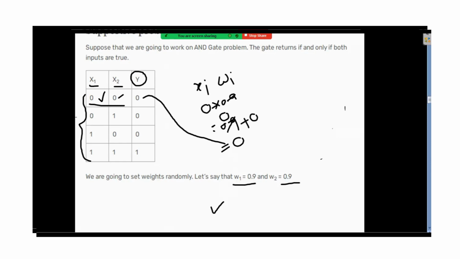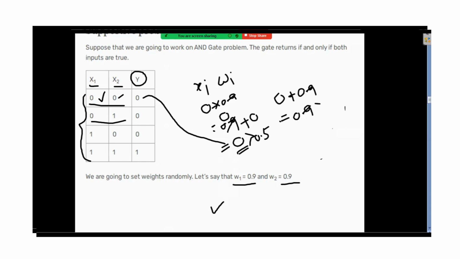Now let us consider the next instance, in which 0 is multiplied with 0.9, you get 0. 1 is multiplied with 0.9, you get 0.9. The summation gives you the result 0.9. Here, the thing that we have forgotten is that this is only the scalar product, which should be compared with the threshold. So let us consider the threshold as 0.5.